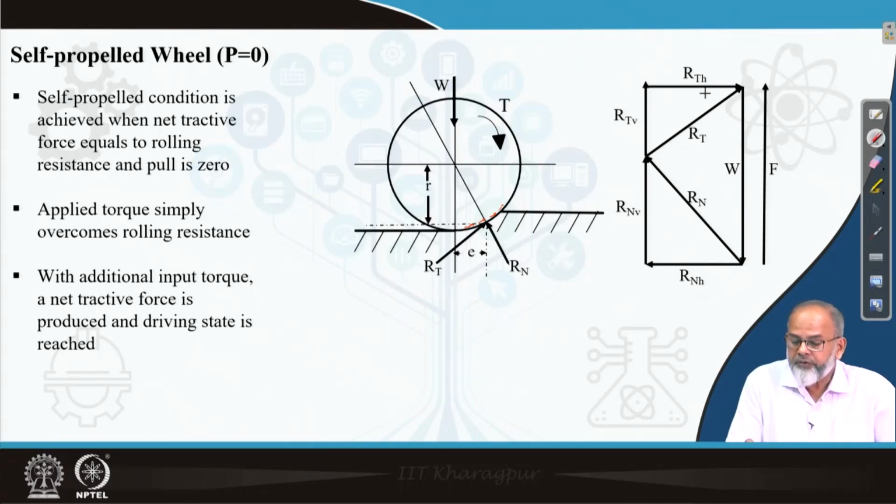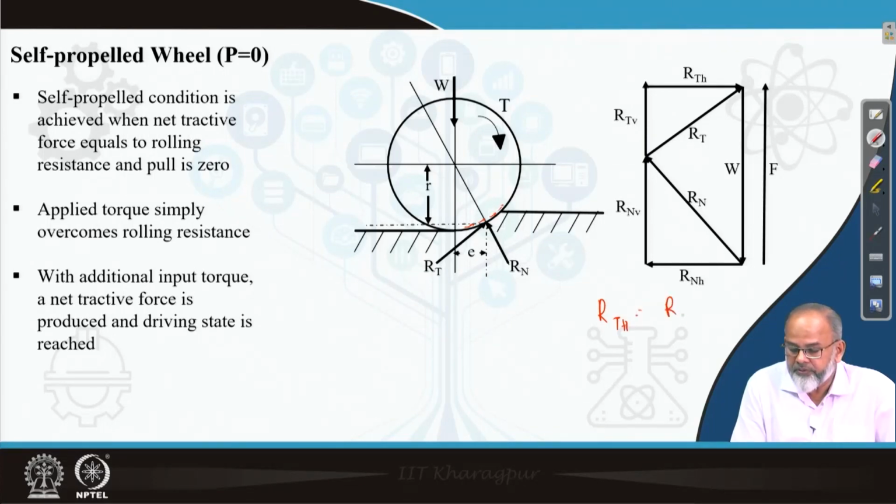If you look at the forces which I have drawn here, you can see Rth and Rnh are opposite to each other. Now W is acting vertically downward. If you resolve these forces, what you can get is Rth will be equal to Rnh.